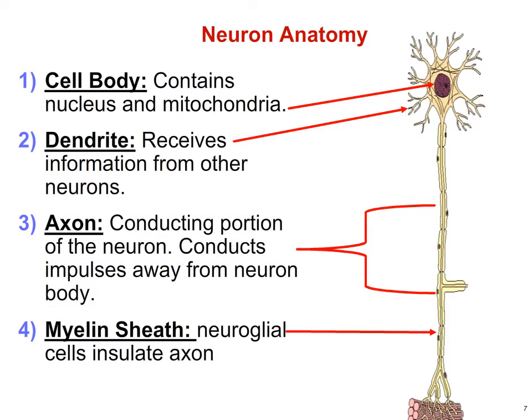It's important to realize that the action potential or nerve impulse is actually generated at an area called the axon hillock, which is just between the cell body and the axon proper. And finally, the axons of many neurons are covered with something called the myelin sheath. The myelin sheath is just an insulating layer which is composed of neuroglial cells. And we'll talk about the function of this insulating layer in just a few slides.